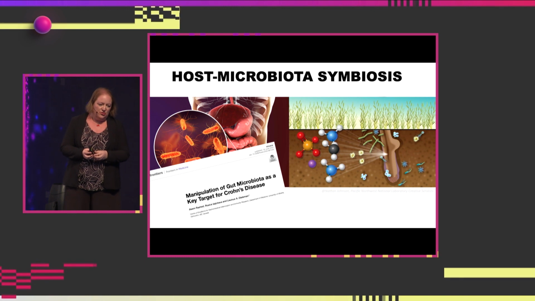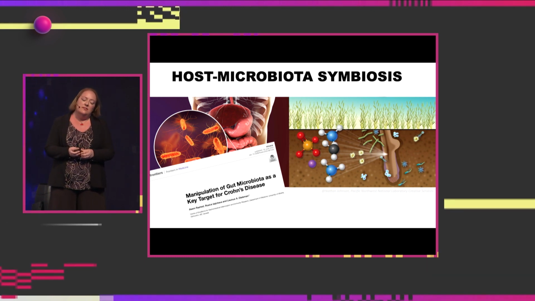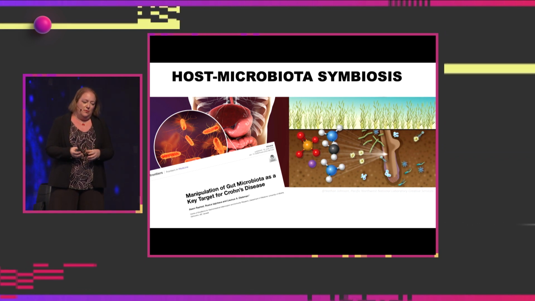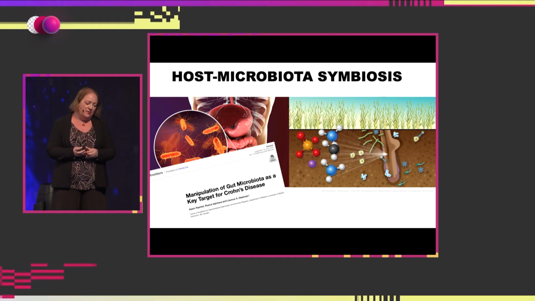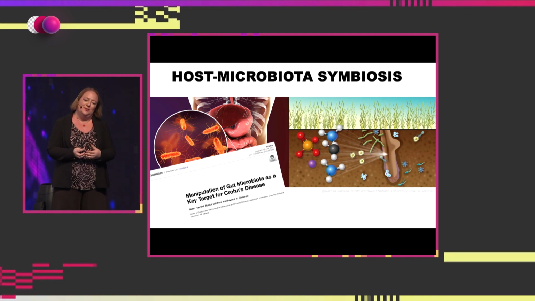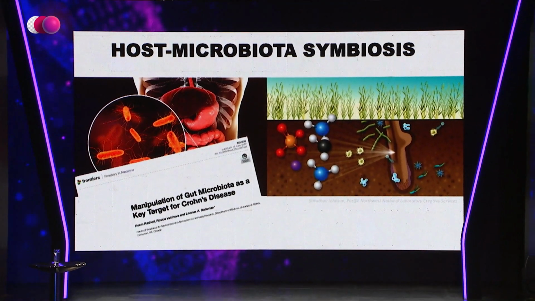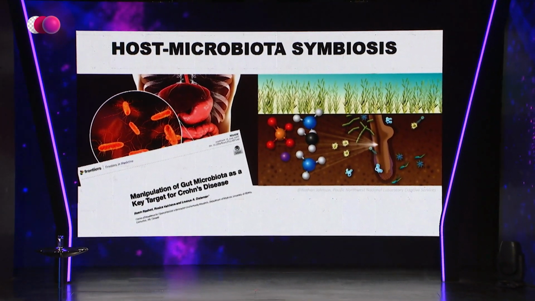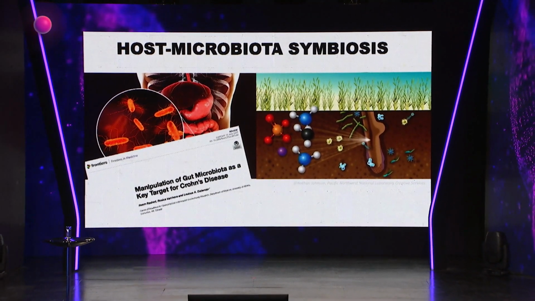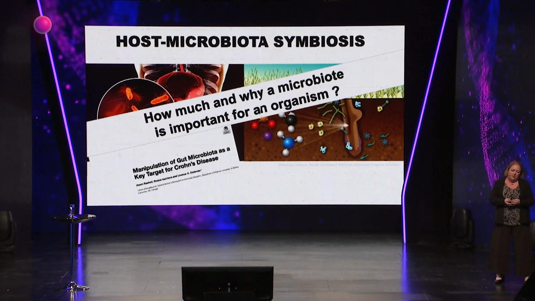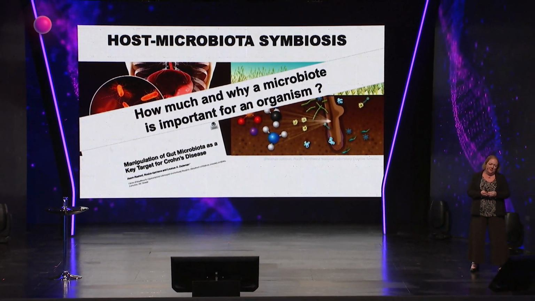For instance, it has been shown that if you look at intestinal diseases such as Crohn's disease, manipulating the microbiota, your intestinal flora, can be a key target for medicine. We already manipulate microbiomes by eating probiotics, for sure, but we could do better, and this is what scientists are working on. But at the moment, we know that microbiota are important, but we don't know how much and especially why they are so important.